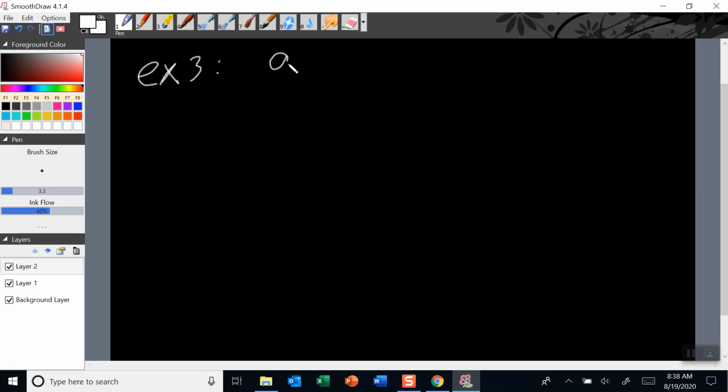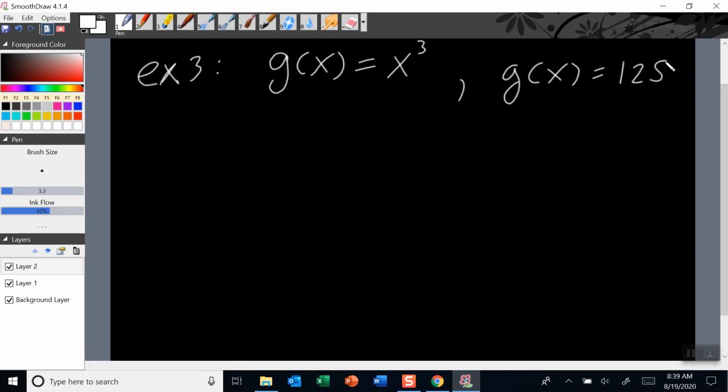Let's say, and let me even choose a different function here. Let's say g of x is equal to x cubed, so x to the power of 3, where g of x is equal to, let's say 125. I'm going to pick a big number here. We know g of x is 125. Wherever I see g of x, I'll plug in 125 is equal to x cubed.